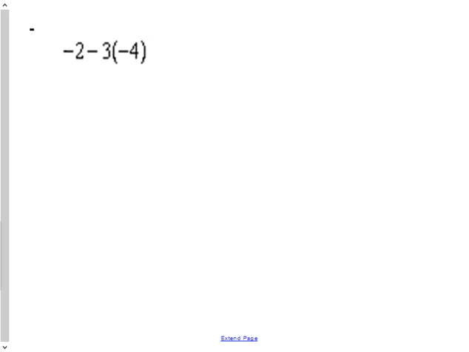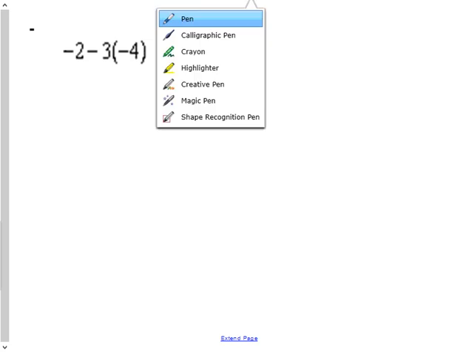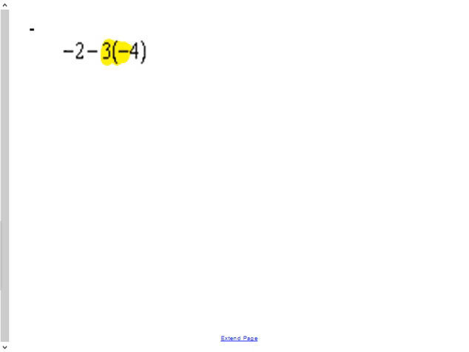Your next question says negative 2 take away 3 times negative 4. So just like the last one, that is a multiplication of 3 times negative 4. And again, you have to see this right here as being a subtraction symbol. So negative 2 take away whatever 3 times negative 4 is, and that's negative 12. Negative 2 take away negative 12. I like to do addition of the opposite. So I like negative 2 plus positive 12 better. Your answer is 10.